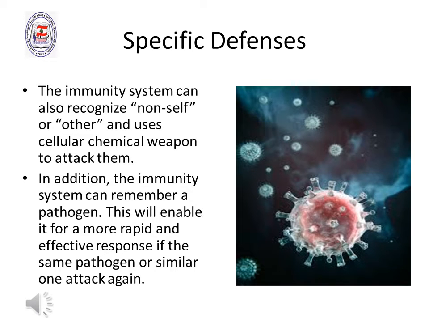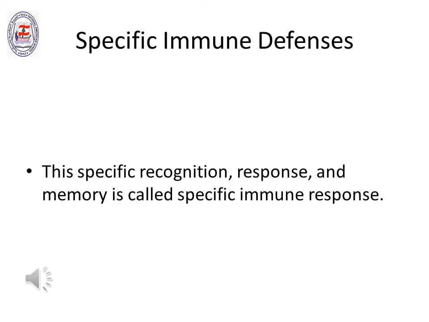The immune system can also recognize non-self, or other, and use a cellular chemical weapon to attack them. Non-self are pathogens like viruses, bacteria, and so on. In addition, the immune system can remember a pathogen. This enables a more rapid and effective response if the same or a similar pathogen attacks again. When the system recognizes a pathogen, responds to it by attacking, or memorizes it, this is called the specific immune response.